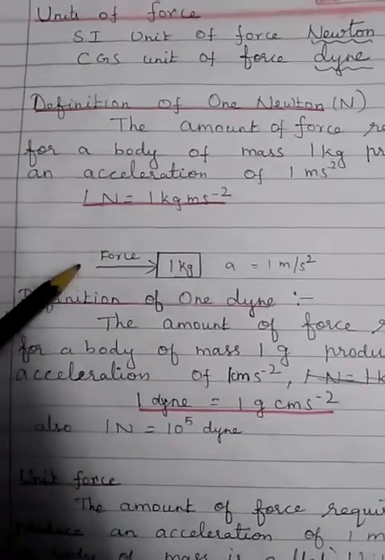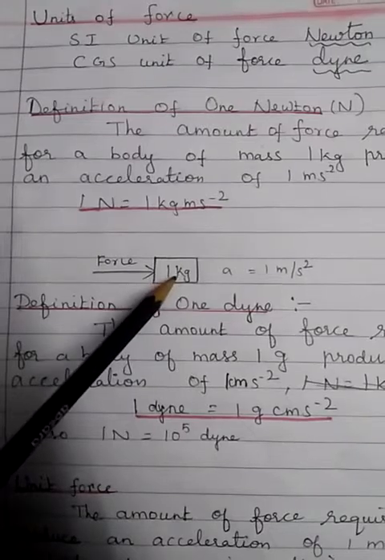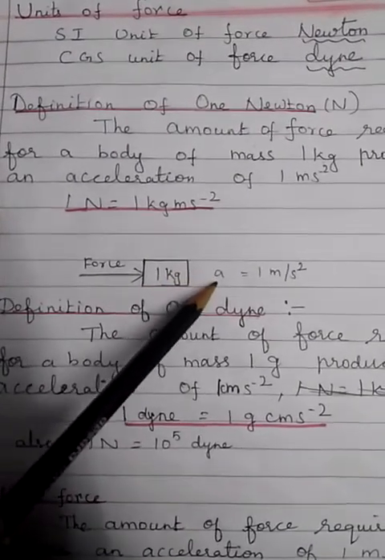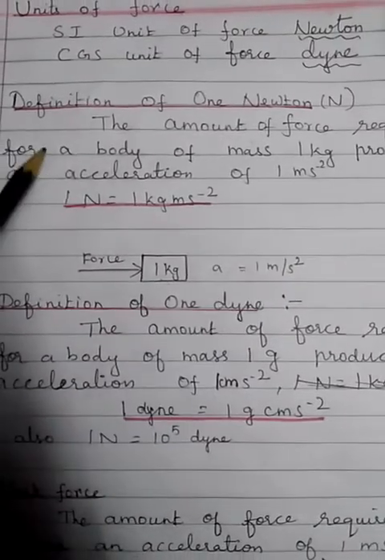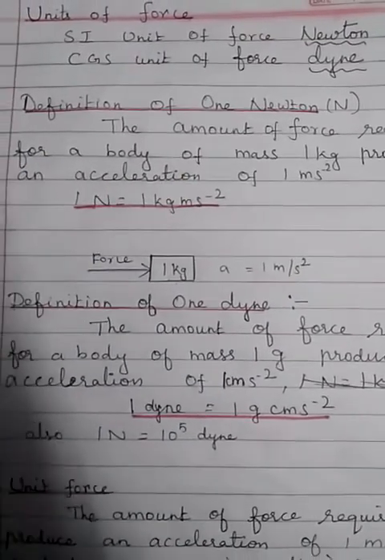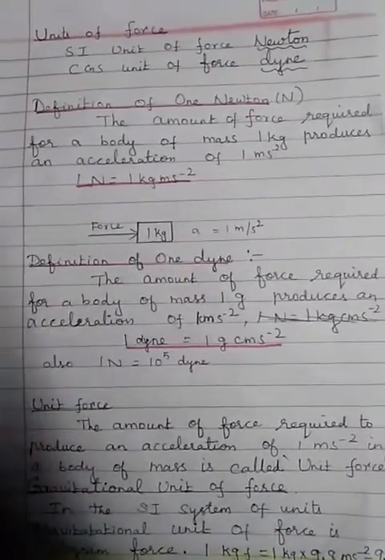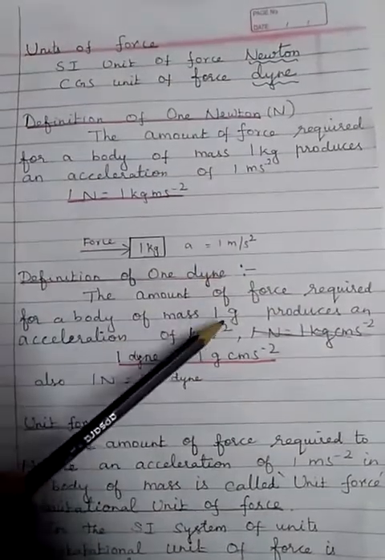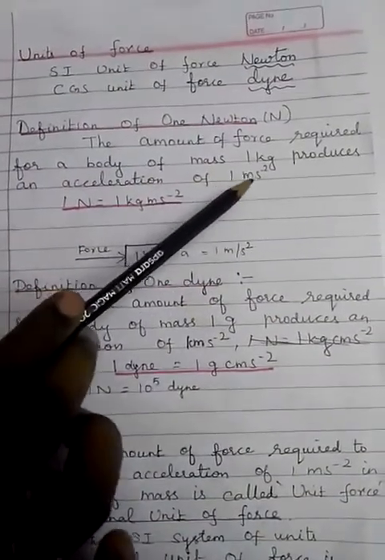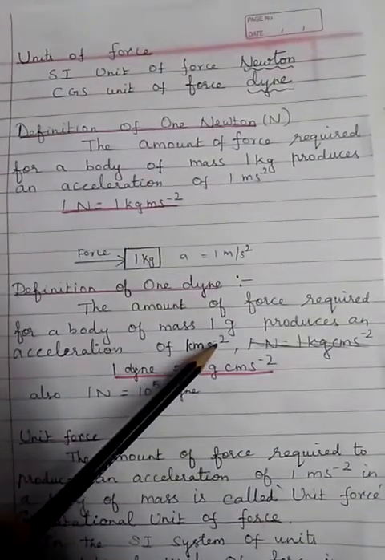Listen. The amount of force required for a body of mass 1 kilogram to produce an acceleration of 1 meter per second squared is 1 Newton. Okay. So next one, definition of 1 dyne. That is also the same as 1 Newton. Here 1 kilogram, here 1 gram. Here 1 meter second power minus 2 acceleration, here 1 centimeter second power minus 2.